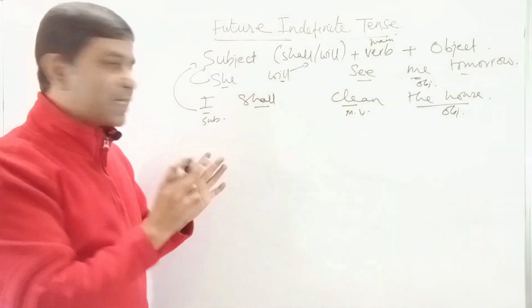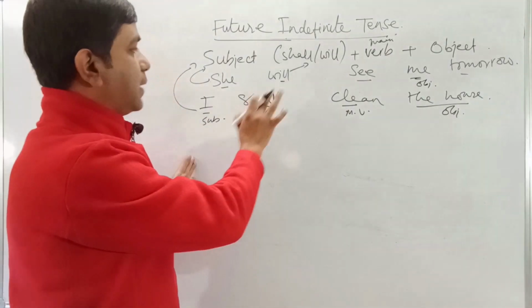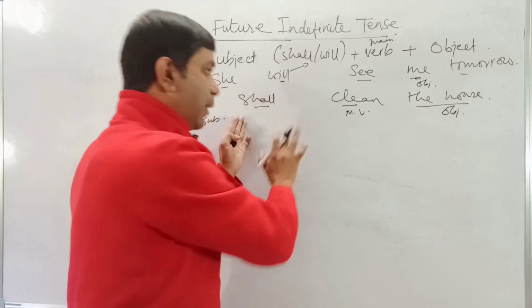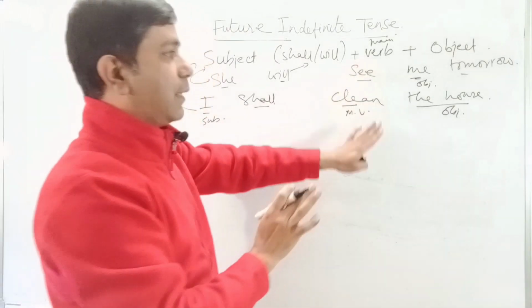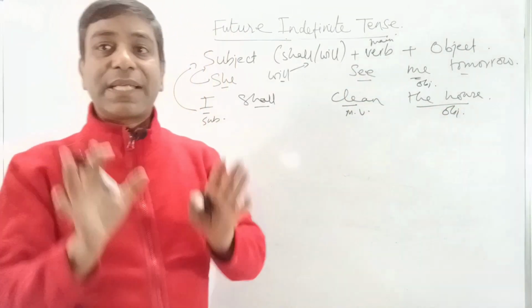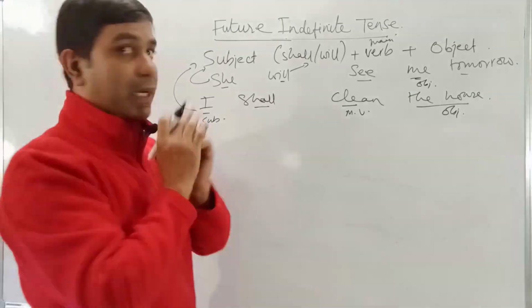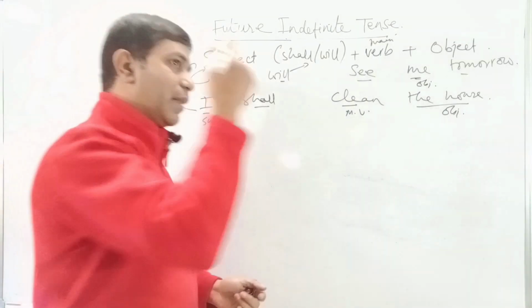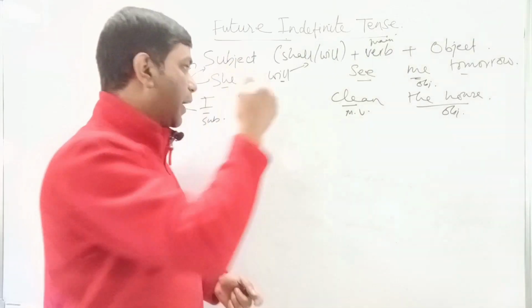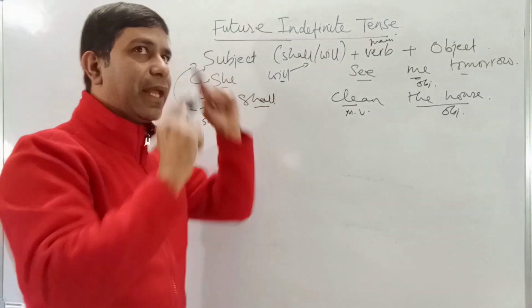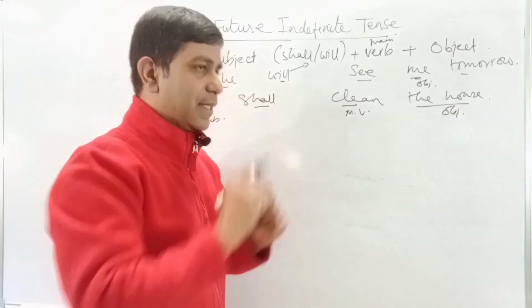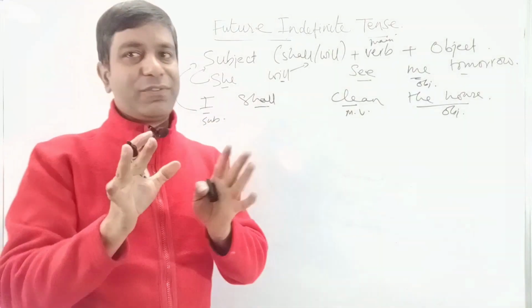So in this sentence also we have one subject, and shall is already there, and one verb, and then one object. So it is an indefinite tense. What kind of indefinite tense? Always look at the verb, shall and will. That means future tense. So future indefinite tense.